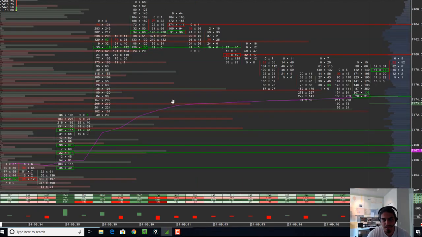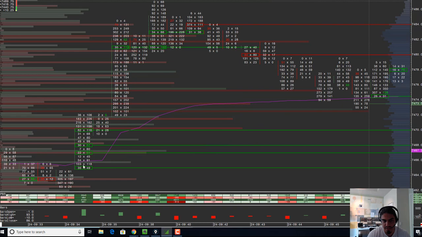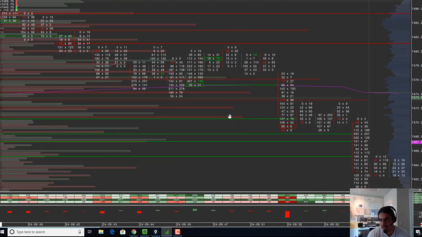So pulling back here, let's look for another level. Right here, nice easy levels stack up one against the other. Price continues higher. Let's see how price reacts when they come back into these easy levels at these 70s.